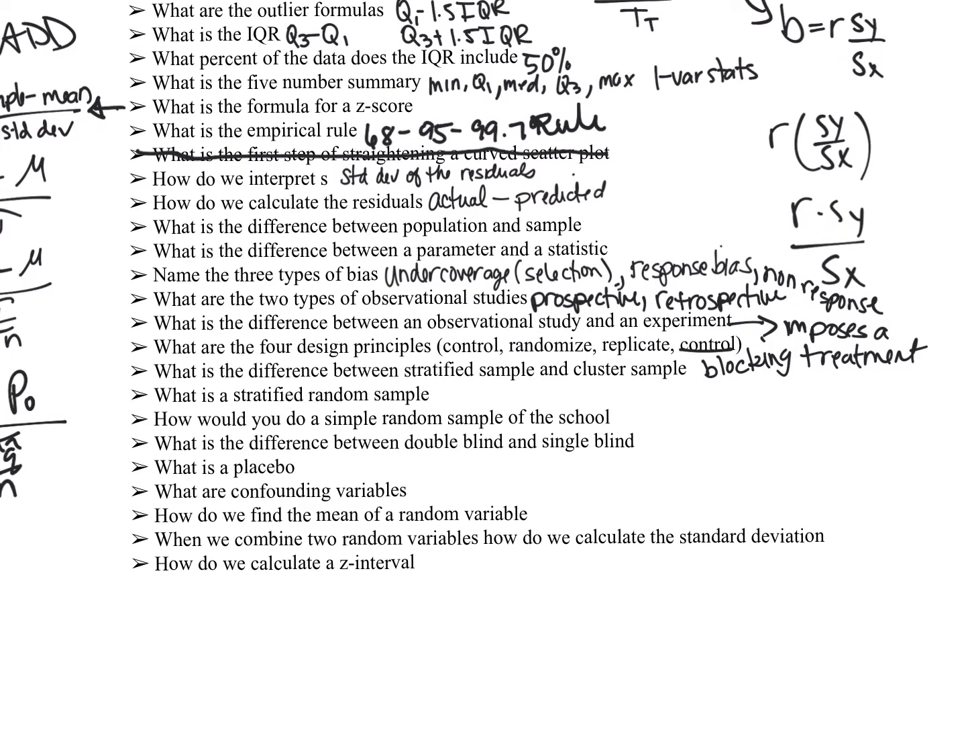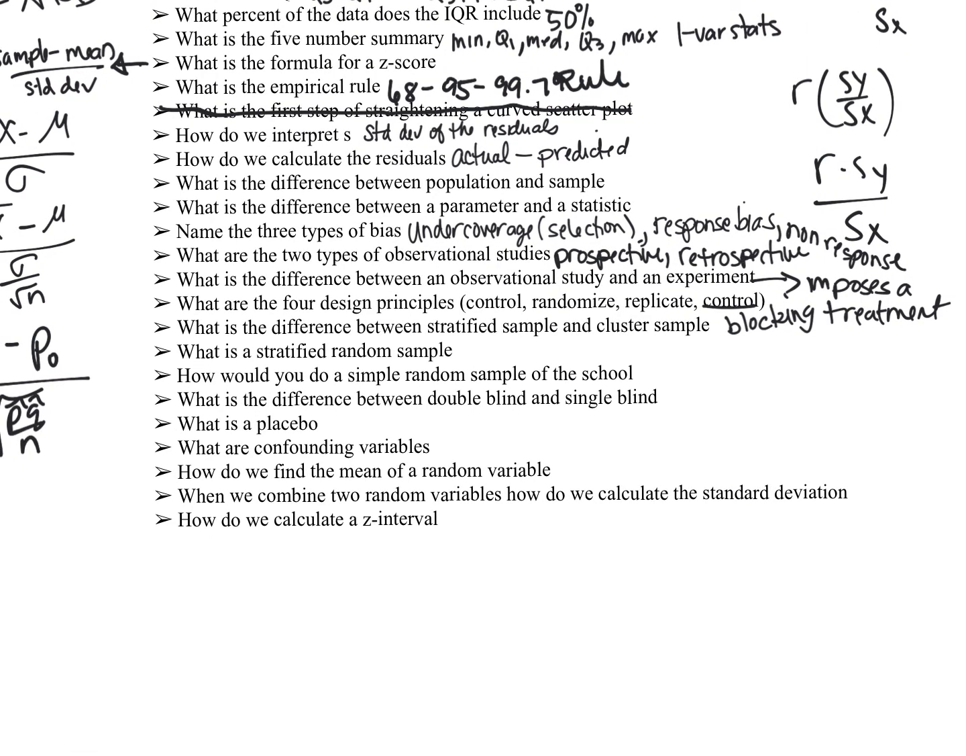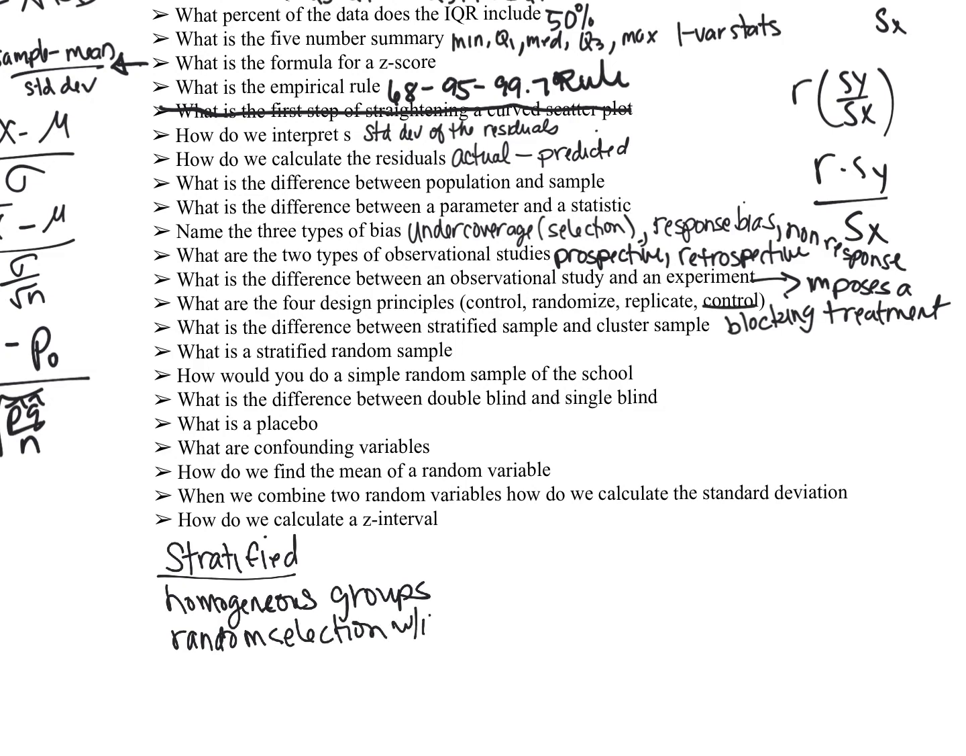The stratified sample is where we have homogeneous groupings. So we have groups that have a variable in common, and then we do random selection within the groups. And then the cluster sample is heterogeneous grouping, and we sample the entire group.